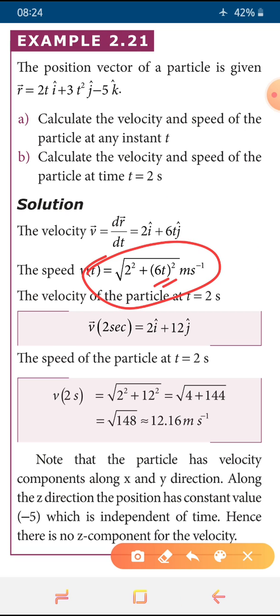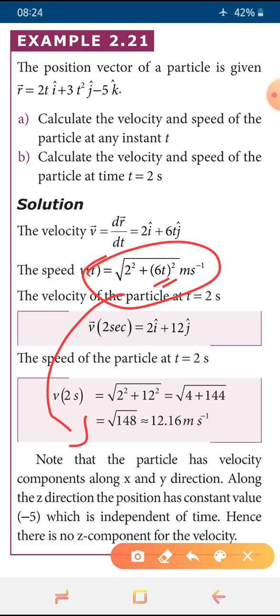This is the value of speed, and this is what we substitute here. Then we have 2 seconds equal to square root of 2 square plus 6 into 2 whole square. 6 into 2 is 12. 12 whole square. Then the answer will become square root of 148. When we take the square root, we get 12.16 meter per second.